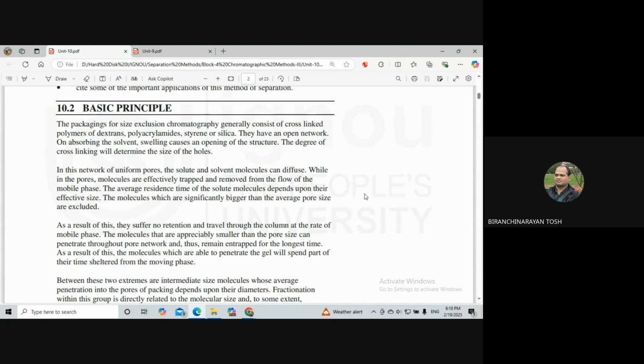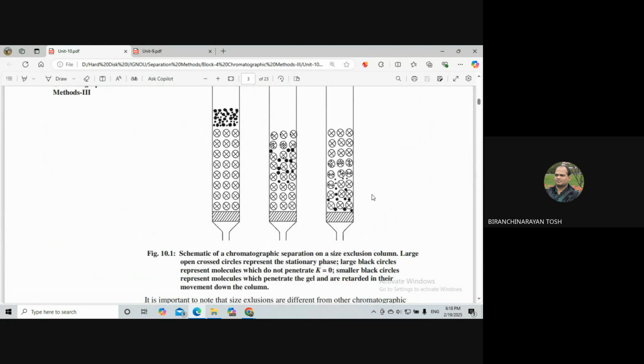As you can see from the figure here, various molecular sizes are in the sample. When they are passing, small ones are entrapped here, bigger ones come out. So smaller ones are entrapped depending upon the pore size, and the bigger ones are excluded. This is the schematic of a chromatographic separation on a size exclusion column.